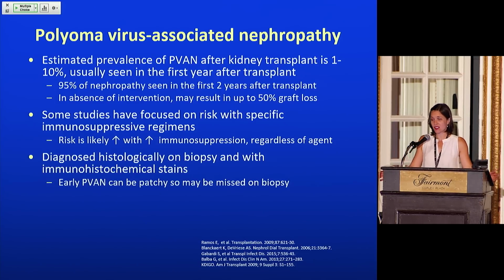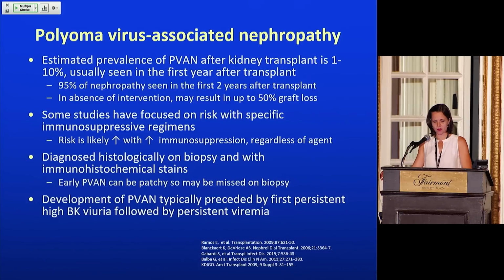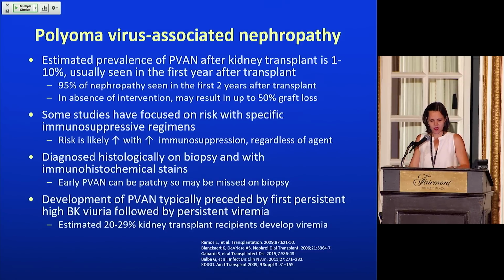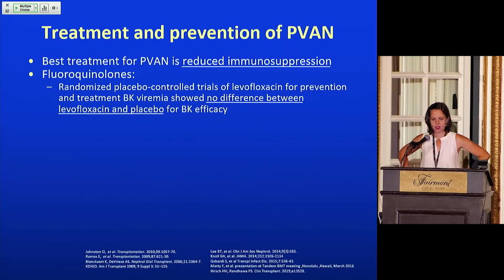It's diagnosed histologically on biopsy with immunohistochemical stains, but it can be patchy when it's early, so you can miss it on the biopsy. But the development of nephropathy due to polyomavirus is preceded first by persistent high-grade viruria and then viremia. So more people will get viruria than develop viremia, and more people will develop viremia than develop nephropathy. But the viremia is a good way to screen people for this. And up to 20 to 30% of kidney transplant patients get some level of viremia. So how do we treat it?